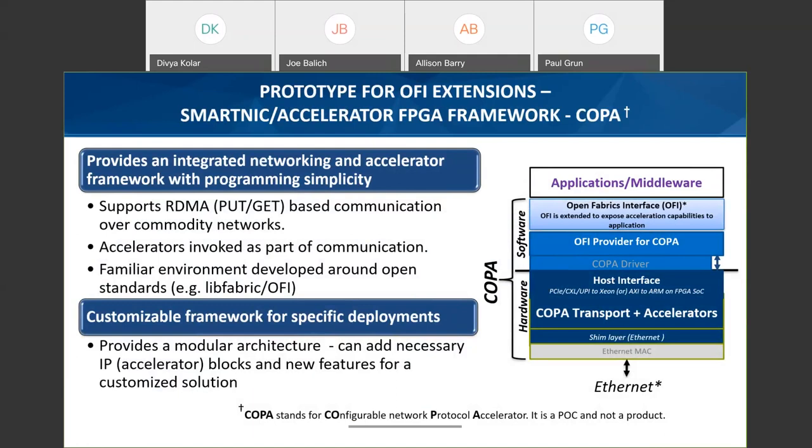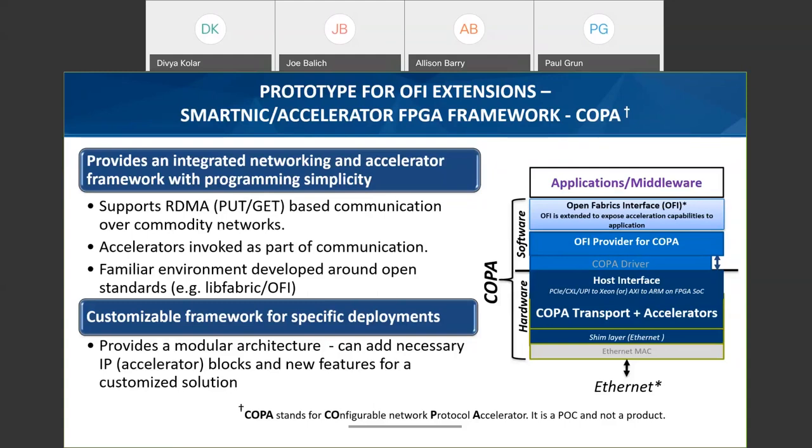It provides the standard functionalities like programming RDMA, put/get-based communication, and all the necessary infrastructure where accelerators can be invoked as part of the communication. There's also software support, where you use OFI to expose it to the upper layer software, which is applications or middleware. The hardware itself is layered upon standard IP Ethernet. The transport is something we have developed to support this put-get-based communication model. It supports both reliable and end-to-end unreliable modes of communication. And currently, as I mentioned earlier, we have it working at 100 gigabits per second.